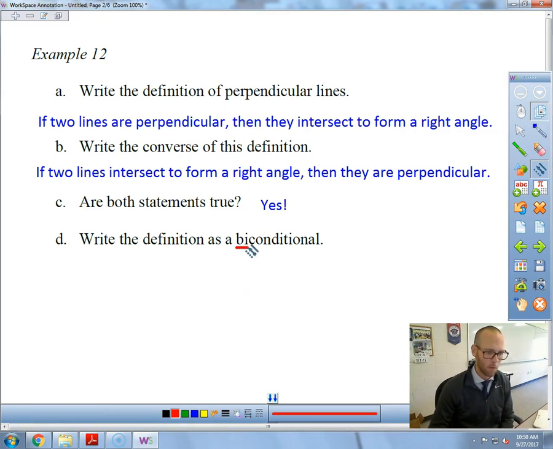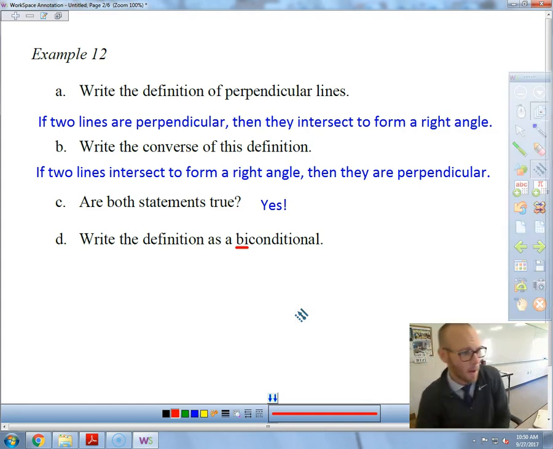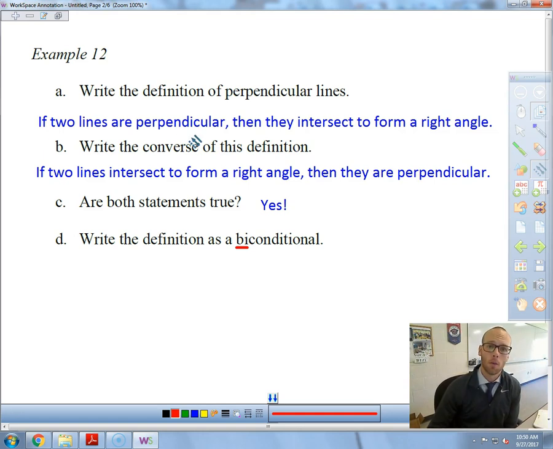Now, take a look at that word biconditional. It starts with bi, like bicycle, referring to two. The reason that we call it a biconditional is because it works two different ways. It works this way, like our original did, and it works this way, like the converse did. It works in both directions. It's a biconditional.